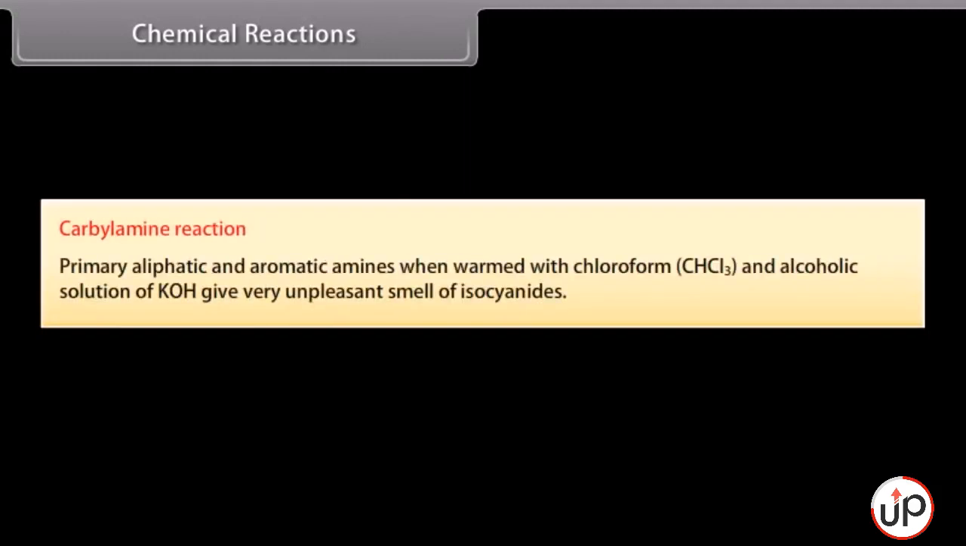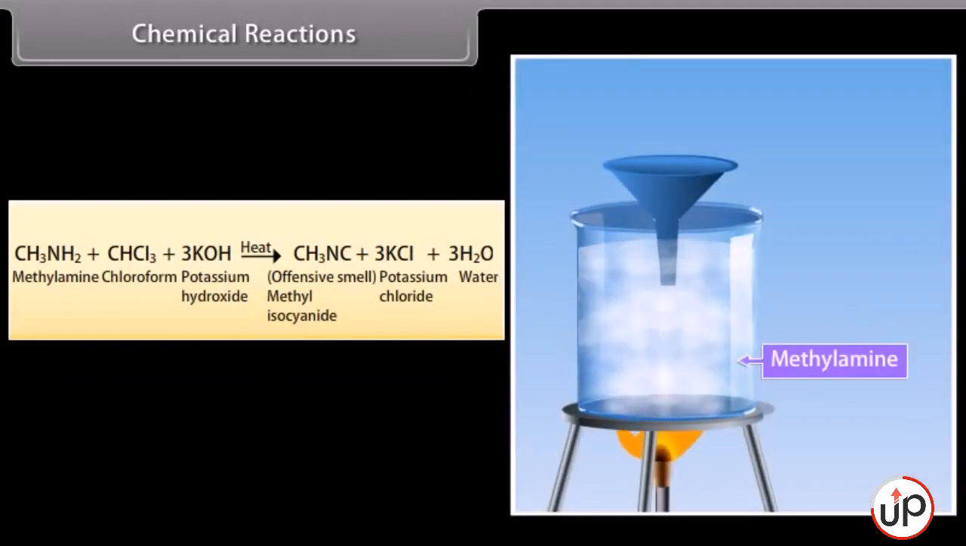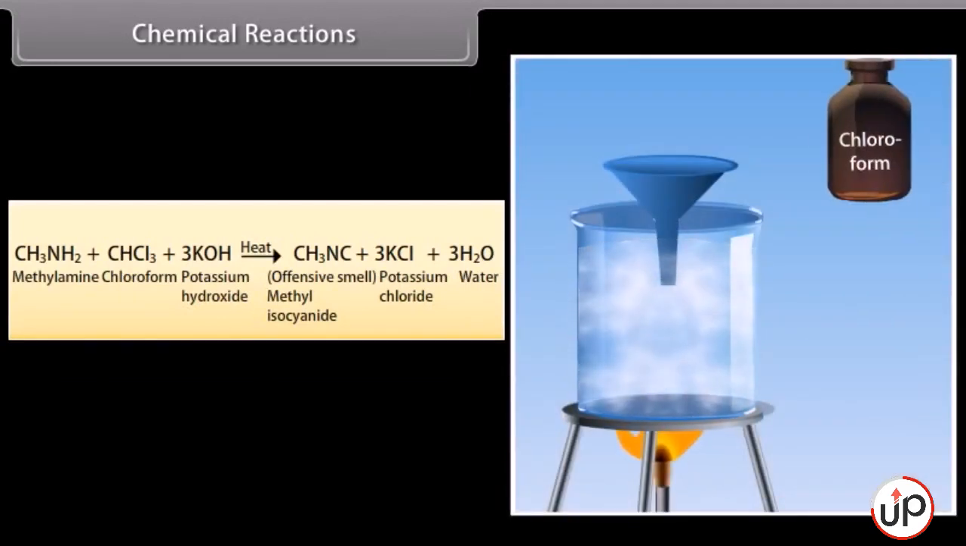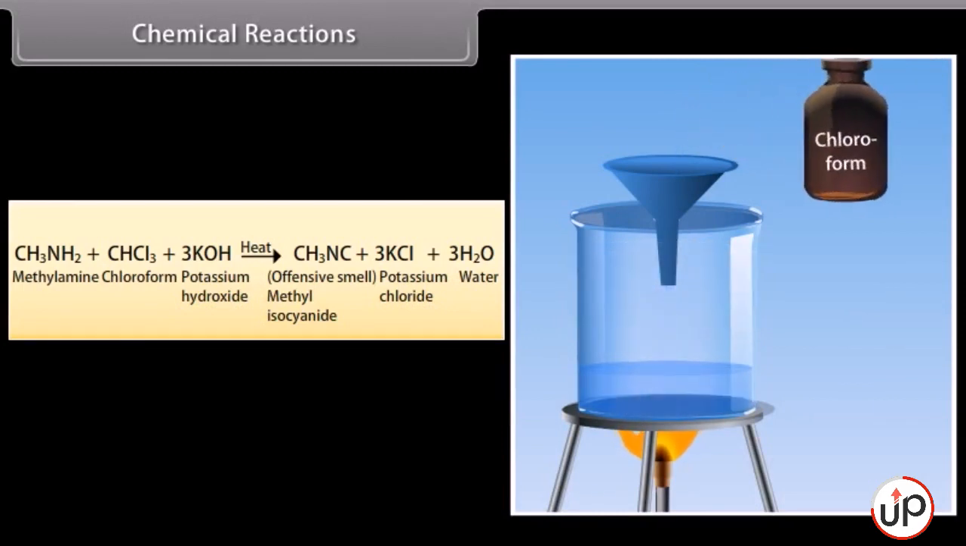Chemical reactions. Carbylamine reaction. Primary aliphatic and aromatic amines, when warmed with chloroform and an alcoholic solution of potassium hydroxide, give a very unpleasant smell of isocyanides. Chloroform and an alcoholic solution of potassium hydroxide react with methylamine and form methyl isocyanide, potassium chloride and water.